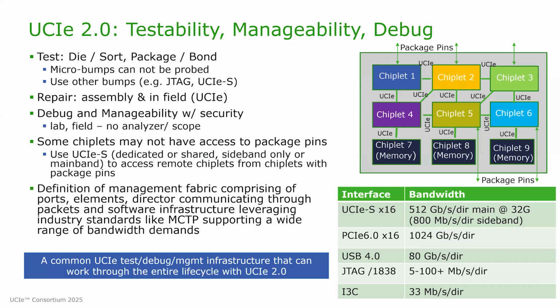So what UCIe 2.0 did was define a common management fabric comprising management ports. Even though we call them management ports, those can be used for testability, manageability, debug. That comes under a common umbrella, common elements, a director chiplet that can communicate through packets. We also defined a common software infrastructure by leveraging existing industry standards like MCTP. And we talked about how we support a wide range of bandwidth needs. So a common UCIe test, debug, management infrastructure was basically what we contributed with UCIe 2.0 in order to make these things seamless.